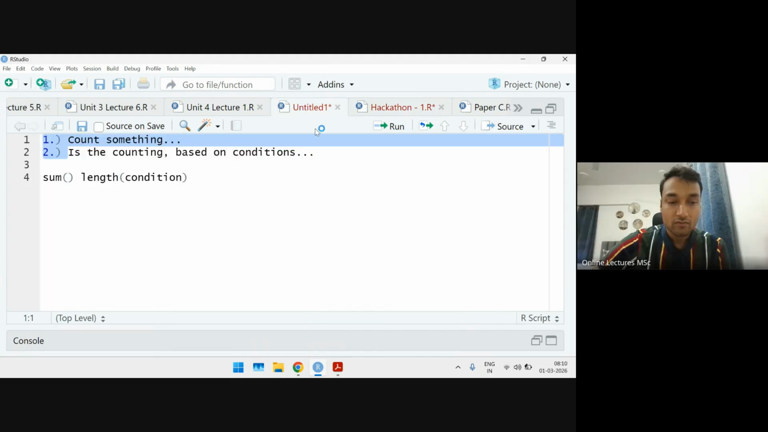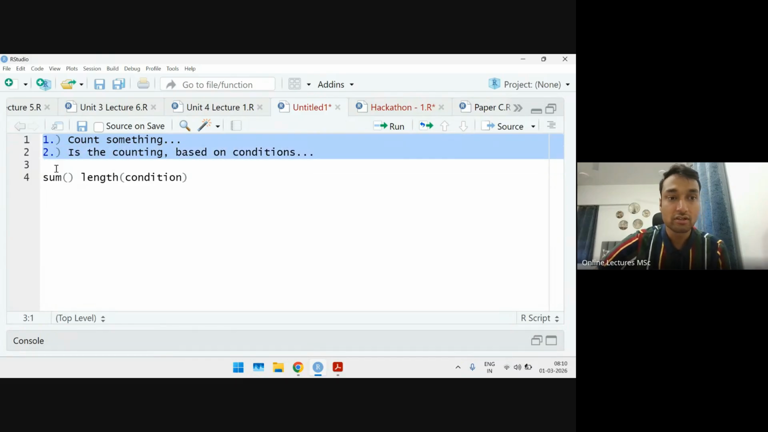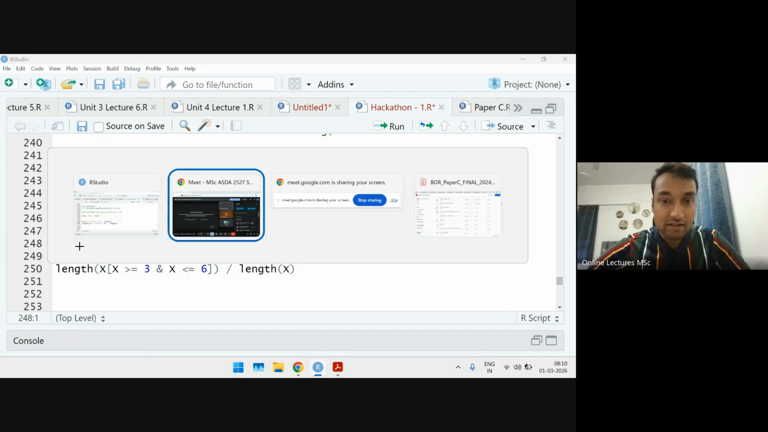So technically, these are the two things you should try to remember: do you have a condition, and based on that condition, do you want to count something? If these two are met, you can start to work in this fashion. See if that makes sense.